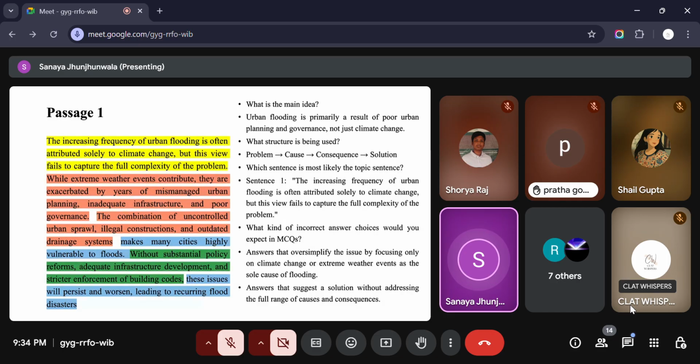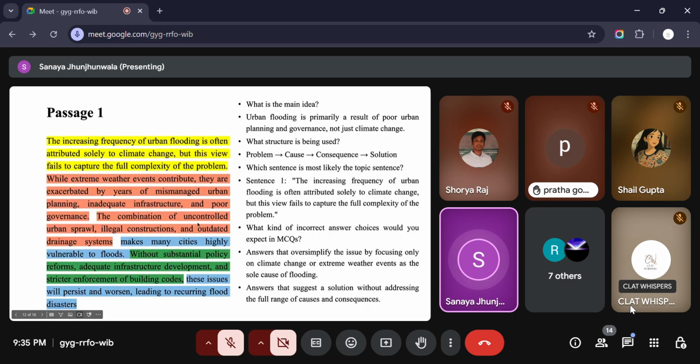So obviously poor planning, government and urban planning is in, and not just climate change is a reason behind it. Now, structure being over here is पहले problem बोल रहे हैं लोग, फिर they're talking about the cause. While extreme weather events contribute to it, years of mismanaged urban planning, inadequate infrastructure, uncontrolled urban sprawl, illegal constructions, and consequences that make many cities highly vulnerable to floods. These issues will persist and worsen, leading to recurring flood disasters.